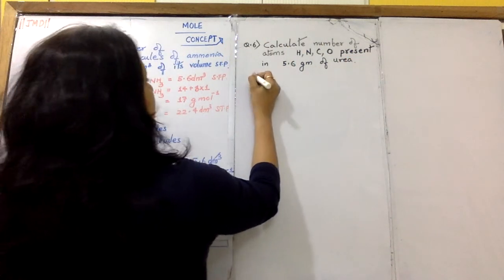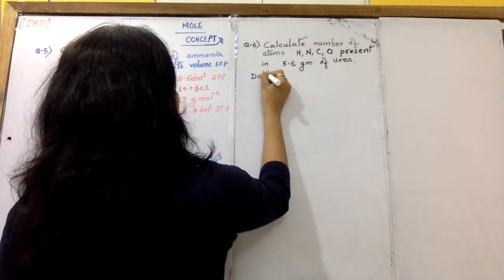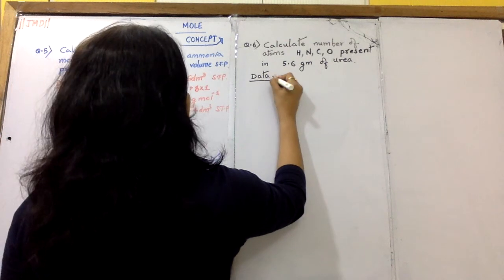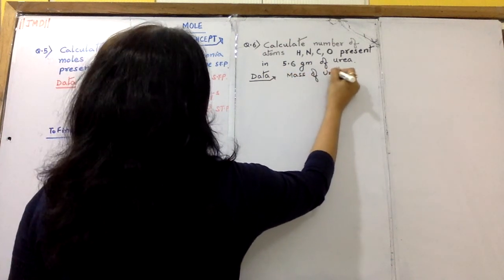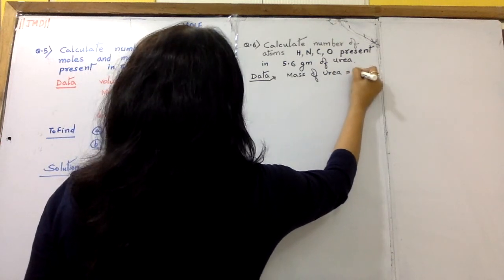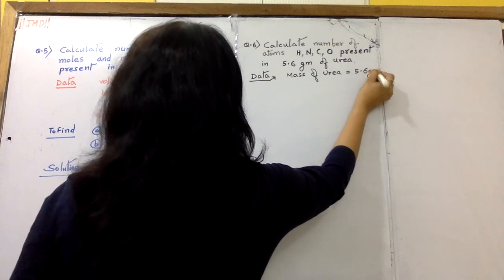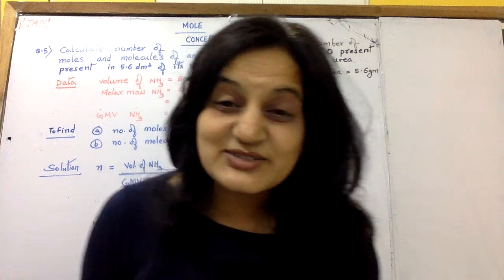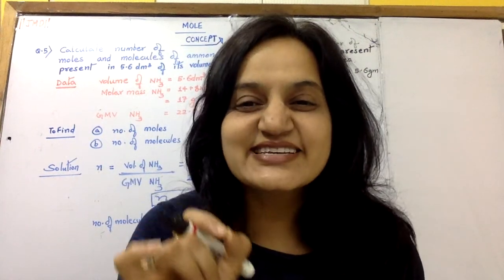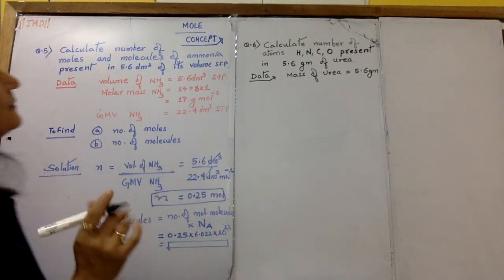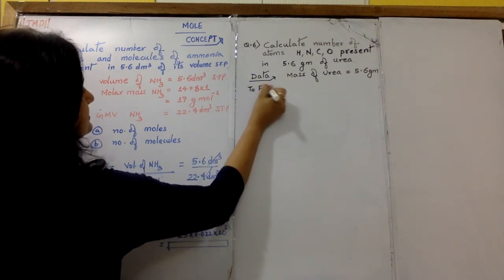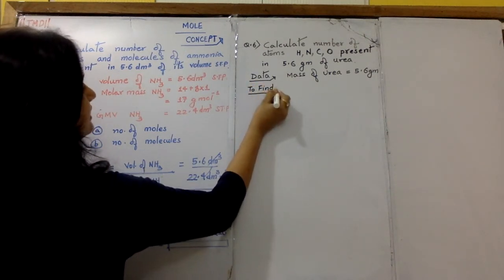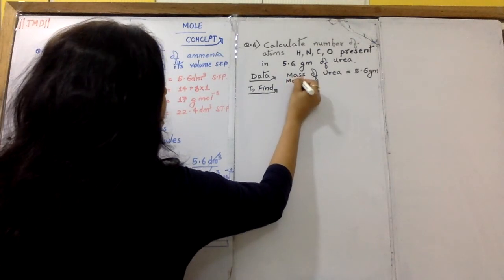Okay. Now the very first thing, the data. Very little data has been given. Only we have been provided with the mass of urea. So the mass of urea is 5.6 gram, children. Now, to find, yeah, we can do one thing here. We can find the molar mass of urea.